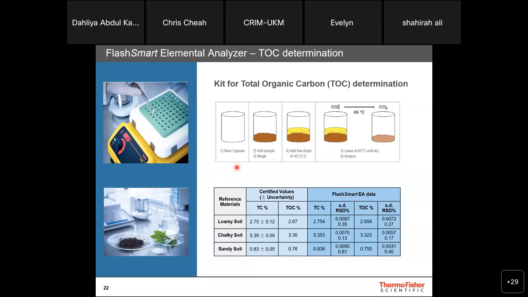So for TOC, total organic carbon, this application normally will be more beneficial for environmental soil and sediment, where we want to analyze the TOC content in soil samples.